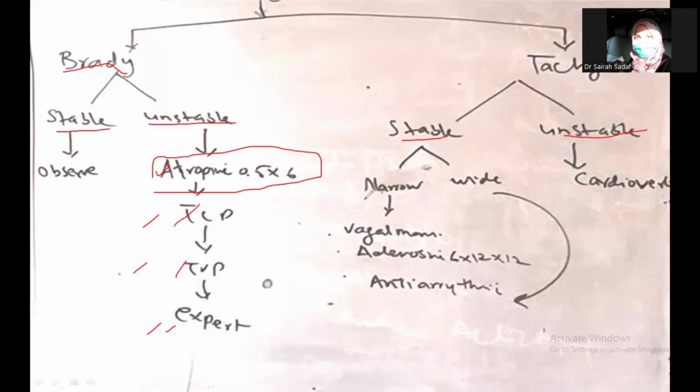If the patient is stable, look for whether it is a narrow complex tachycardia or a wide complex tachycardia. In any kind of narrow complex tachycardia, you can start with the vagal maneuver. You can go for adenosine: 6, 12, 12, meaning 6 milligram, 12 milligram, 12 milligram. And if it's not working or it has worked only transiently, then switch to antiarrhythmic infusions. And in case of wide complex, stable tachyarrhythmias, you can directly go to antiarrhythmics. Do not give adenosine in that.